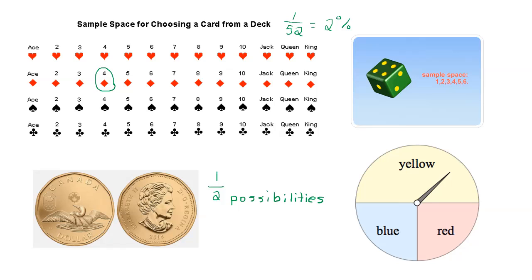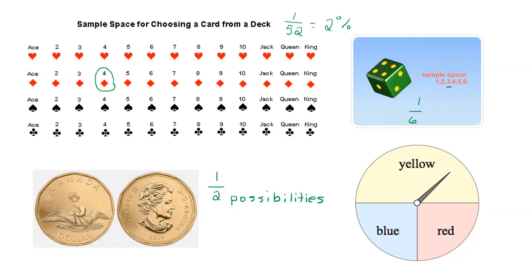Okay, let's look up at the dice, the green dice. How many possibilities are there on the dice? Well, they've listed them there. You could either roll a 1, a 2, a 3, a 4, a 5, or a 6. So your sample space, or all your possibilities, or all of your outcomes, would be 6. Those are the options that you've got. The odds of rolling a 3, well, there is only one 3 on a dice, so you could say there's 1 chance out of 6.